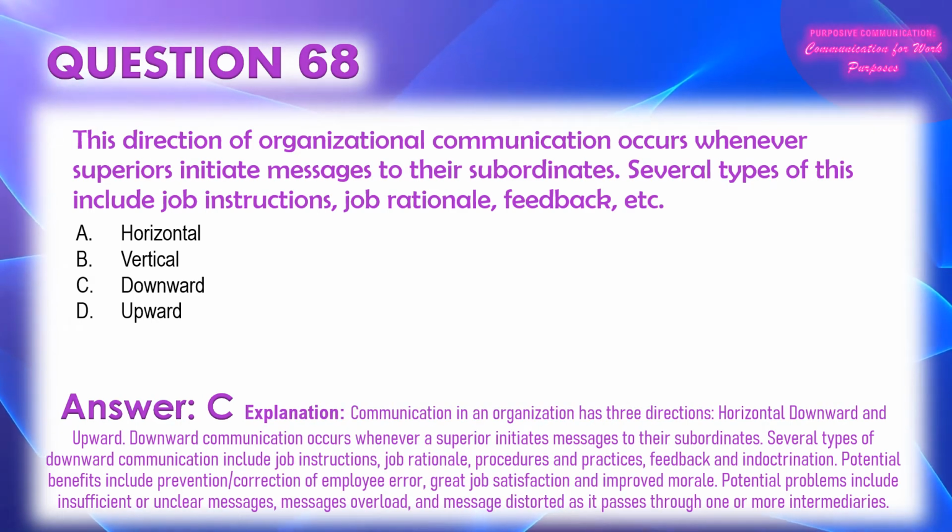Communication in an organization has three directions: horizontal, downward, and upward. Downward communication occurs whenever a superior initiates messages to their subordinates. Several types of downward communication include job instruction, job rationale, procedures and practices, feedback, and indoctrination.